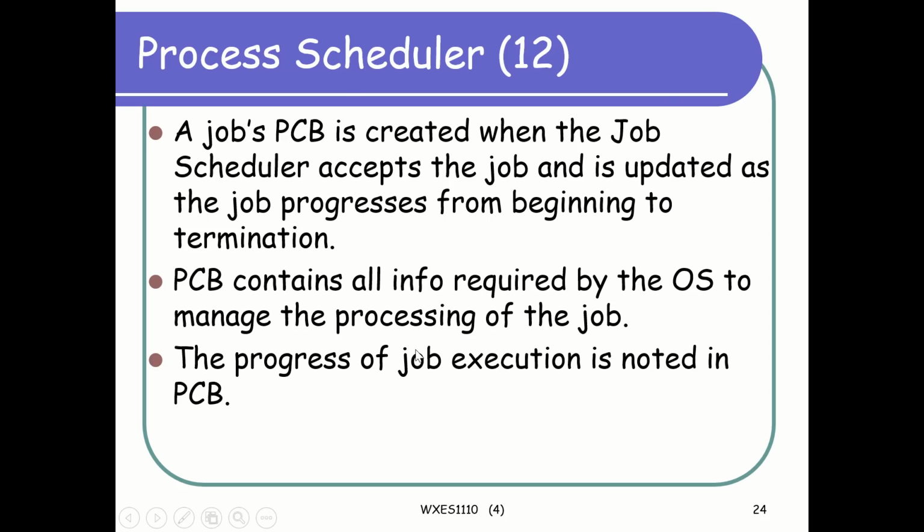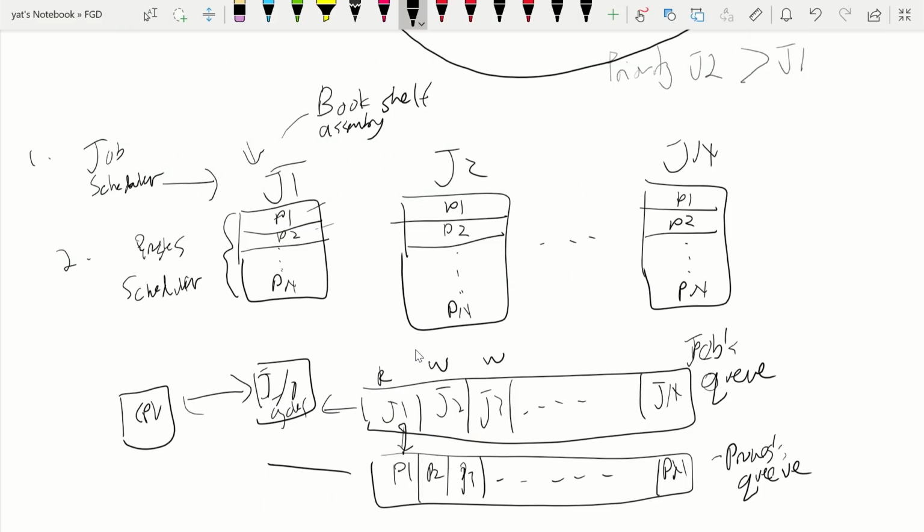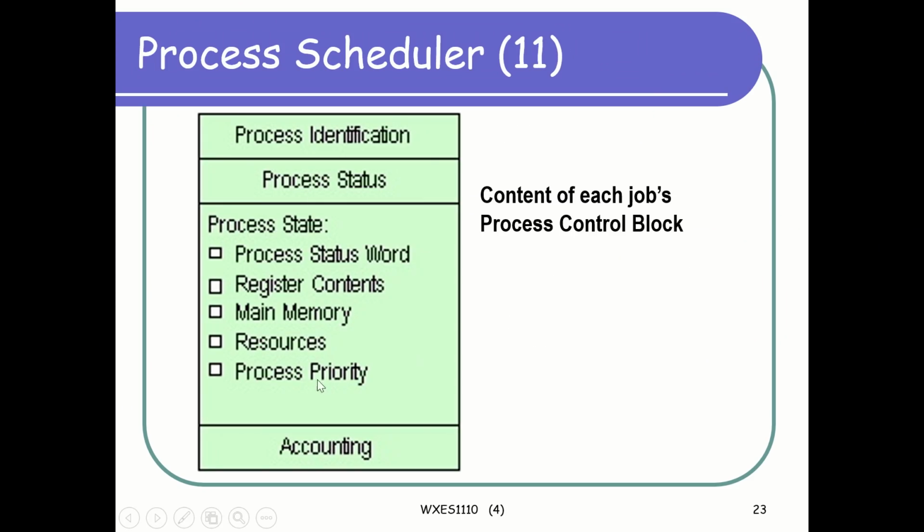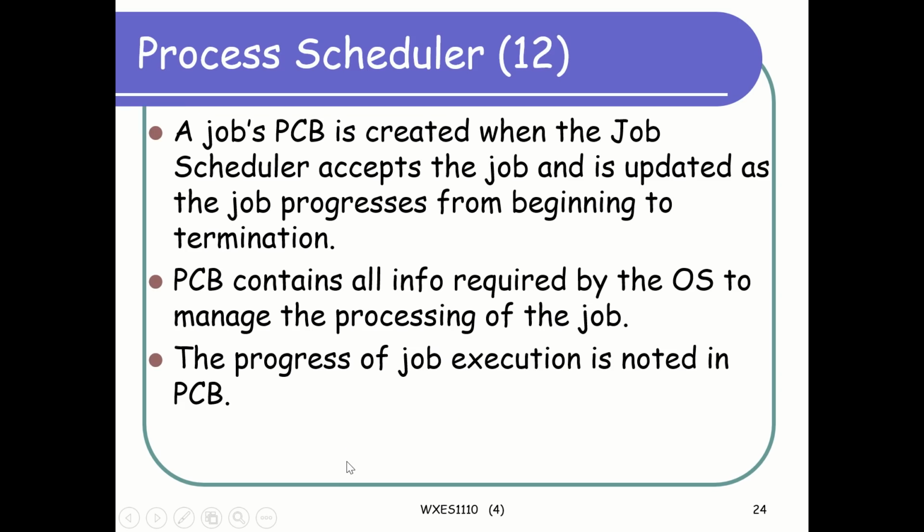So a job's PCB, in a nutshell, includes all this: process identification, status, and process state, and also the accounting, how long the job took, when the job is done, and keeping all the records. So this is what the accounting means. So for the process scheduler, a job's process control block is created when the job scheduler accepts the job and is updated as the job progresses from beginning to termination. The process control block contains all info required by the OS to manage the processing of the job. The progress of job execution is noted in the PCB.